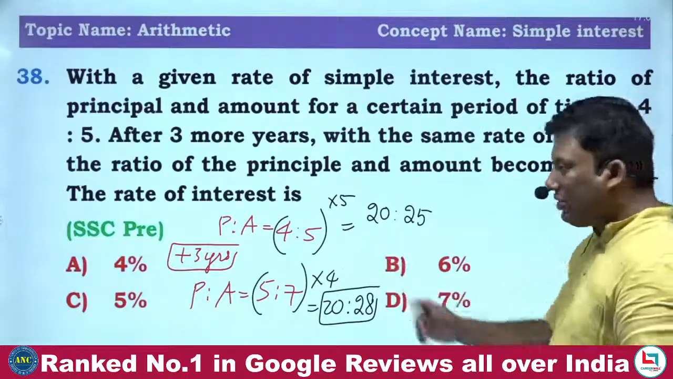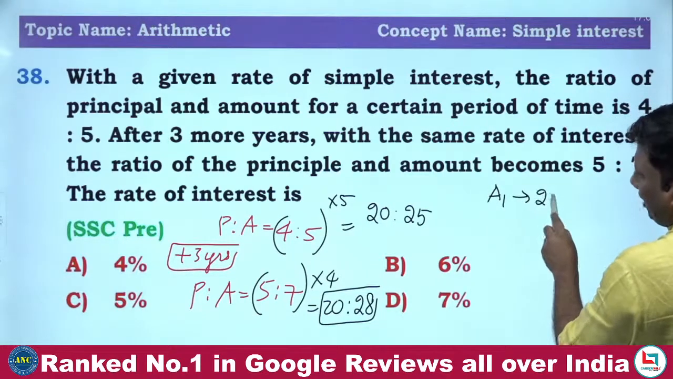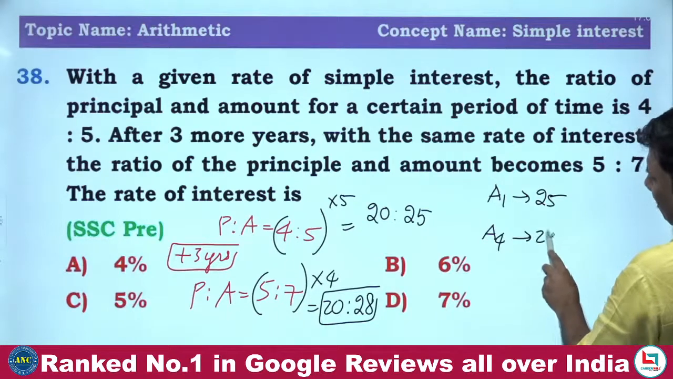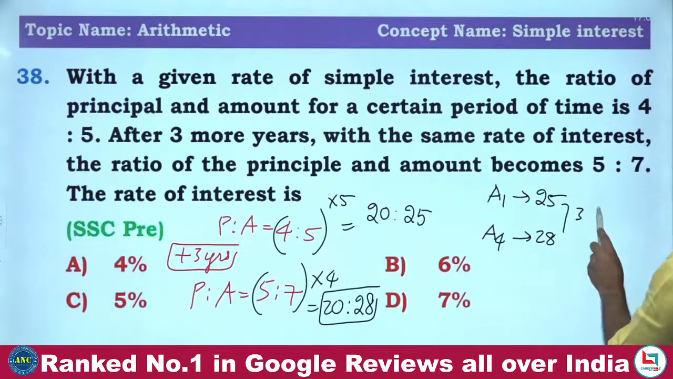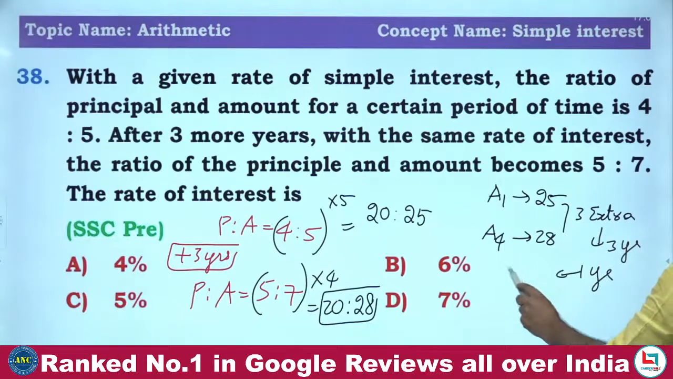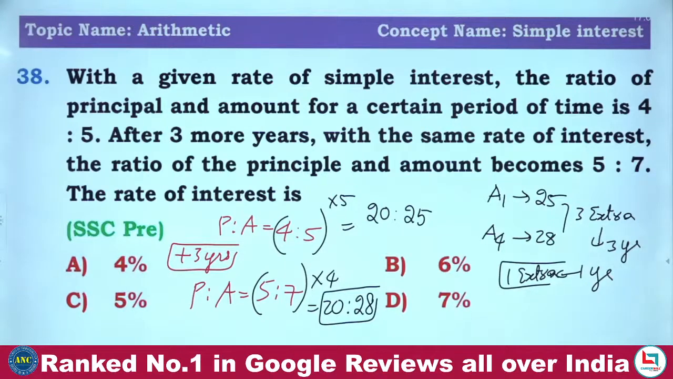That means if I consider the amount after the first year, it is 25. Amount after 4 years, it is 28. How much extra is it? 3 extra. 3 extra in how many years? 3 years. So in 1 year, it is 1 extra. Are you all with me?